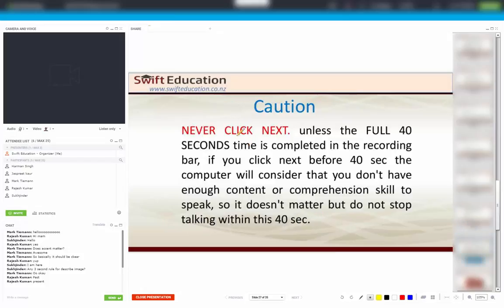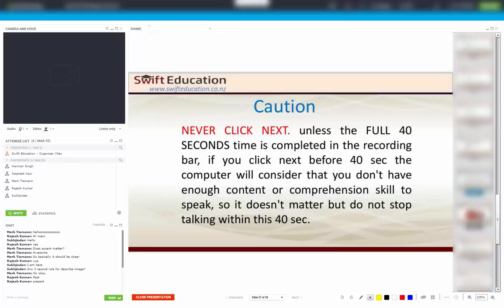Now, caution. You need to understand, never click next unless the full 40 seconds time is completed in the recording bar. If you click next before 40 seconds, the computer will consider that you don't have enough content or comprehension skill to speak. So do not stop talking within these 40 seconds.